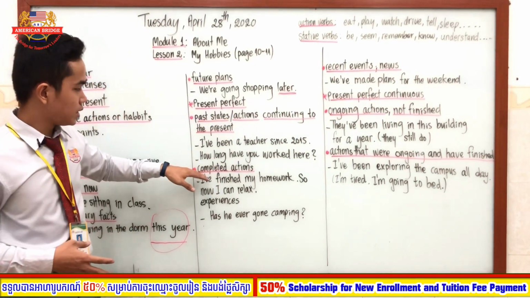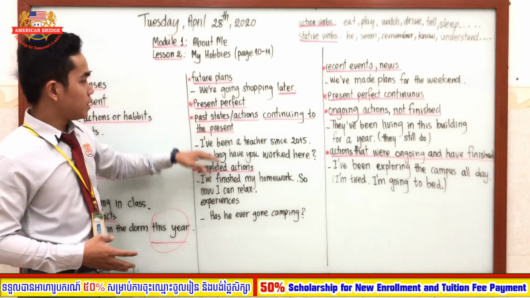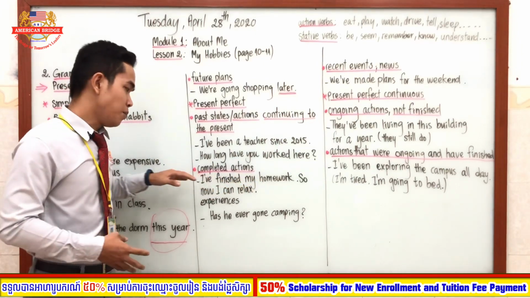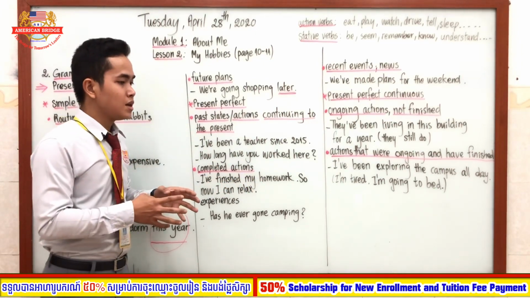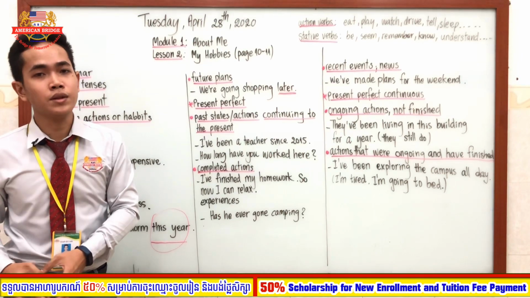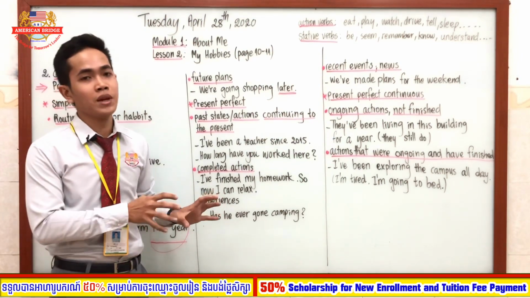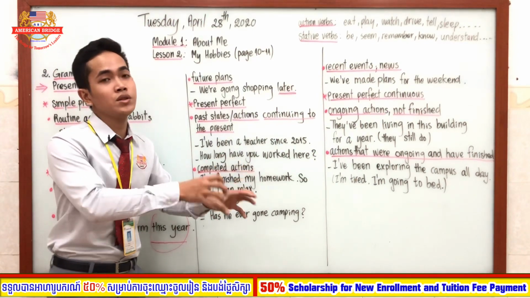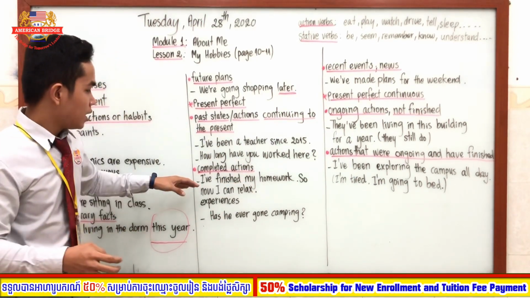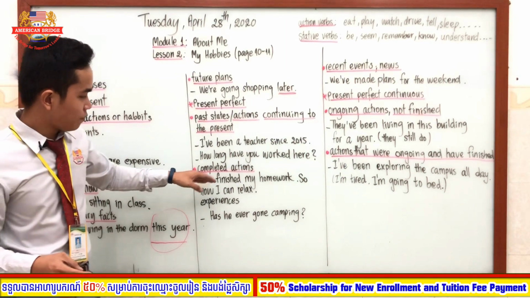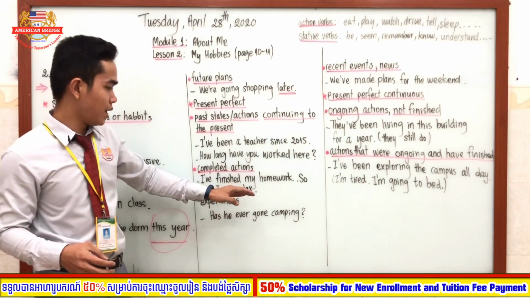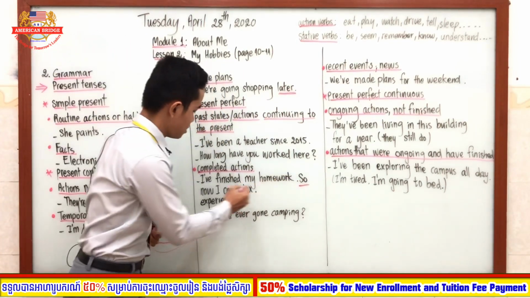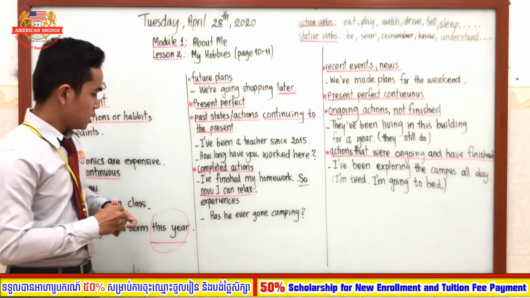Okay. Next, we go into the completed action. Usually, we also can use present perfect to talk about the completed action. Completed action means that the action cannot continue to the present. It finished in the past, but you can raise that situation to talk to other people. As you can see in our example, I have finished my homework, so now I can relax.